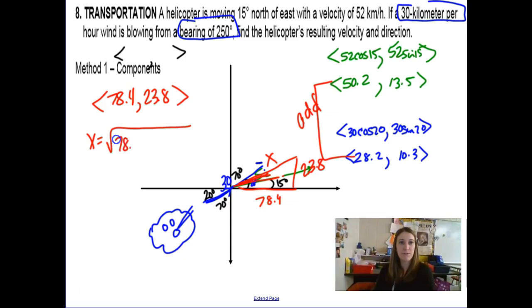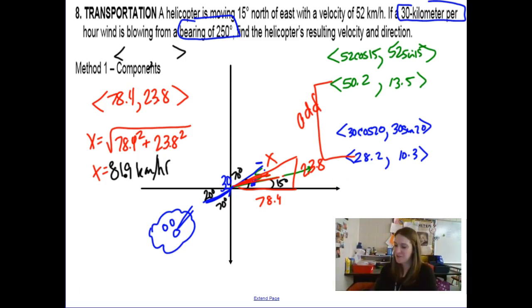So 78.4 squared plus 23.8 squared, and I think I did this. Yep, I got 81.9. So that is the new magnitude of our helicopter. He's going 81.9 kilometers per hour, which, cool. Makes sense, I guess.